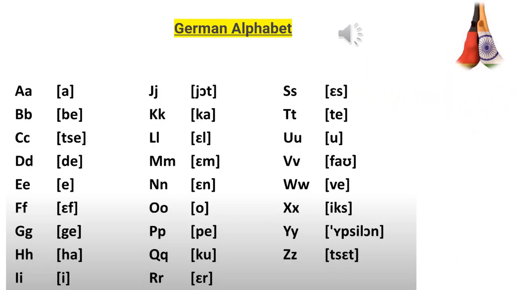So let me proceed. This is the complete German alphabet. In the German language, as in English, there are 26 alphabets, and in addition to those 26, there are four special alphabets: A umlaut, O umlaut, U umlaut, and SS. I will show that in the next slides. So in total, in the German language, we have 30 alphabets.